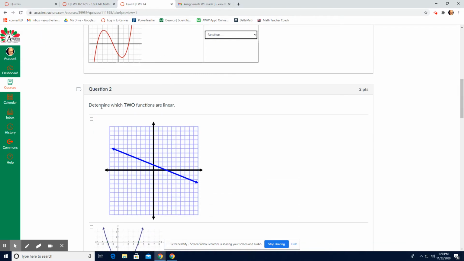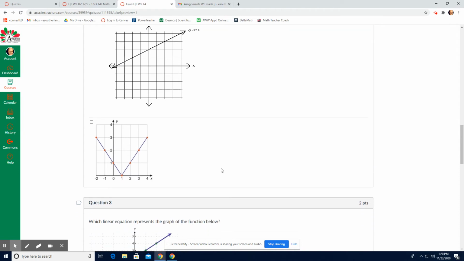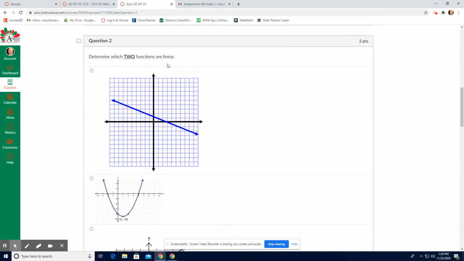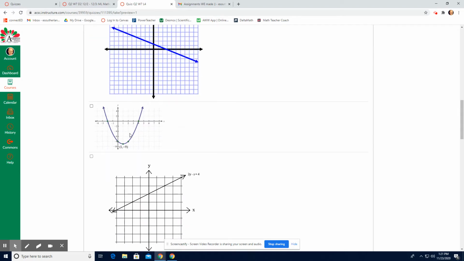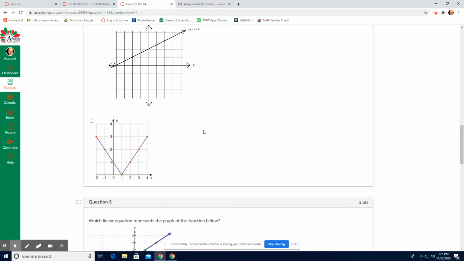The next one says determine which two functions are linear. All of these are functions, and we want to decide which ones are linear. The easiest way is linear means straight line. That's a straight line, so it's linear. This is curved, so it's not. This is a perfectly straight line, so it's linear. This is not. While they are straight segments, they V, so this is not a straight line.